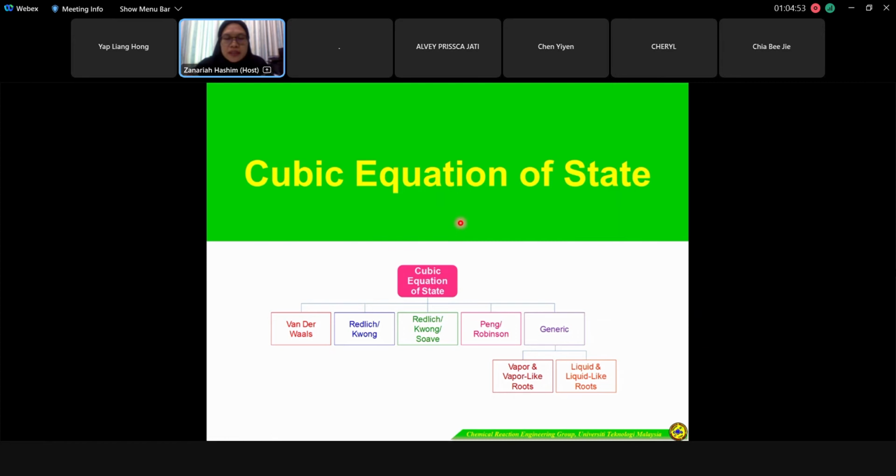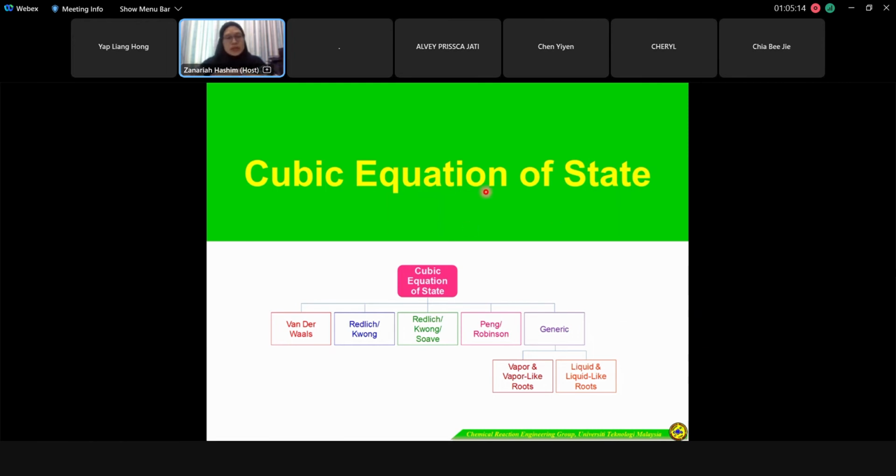Okay, so far ada soalan? Any questions? So for the virial equation, you need to know the values, the parameters of B and C. Okay. So the values for B and C, they are substance dependent and also temperature dependent.